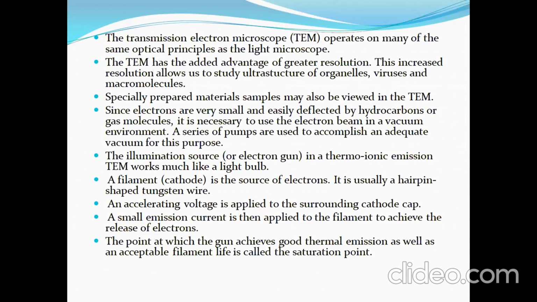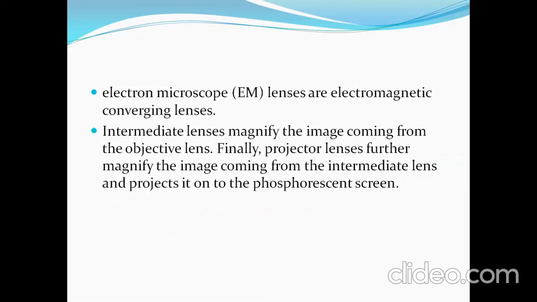The point at which the gun achieves good thermal emission as well as an acceptable filament life, okay, that is called the saturation. We may apply a certain current that gives a very high amount of emission, but the life of the filament is reduced, and that is not acceptable. We should have an acceptable lifespan of the filament as well as the emission. We should have the optimal emission of electrons, and that particular voltage is taken, and that is the saturation point of the excitation.